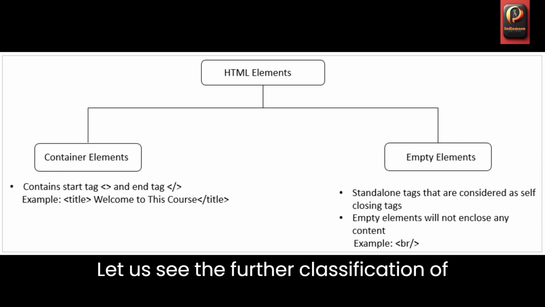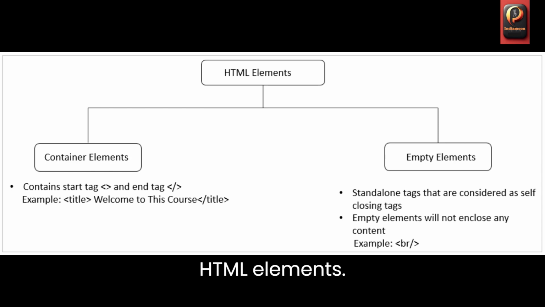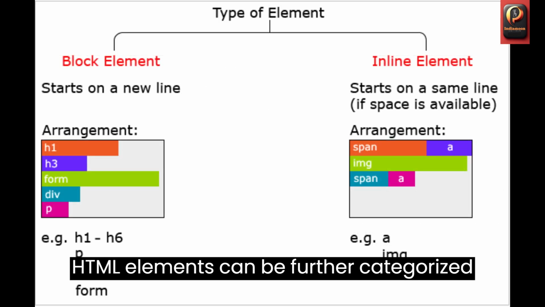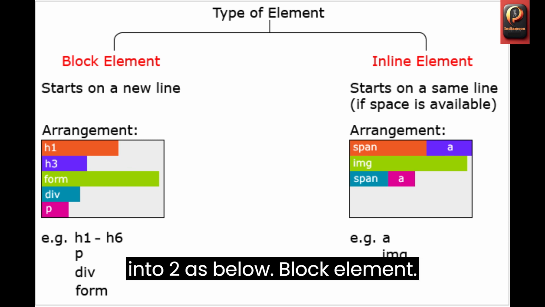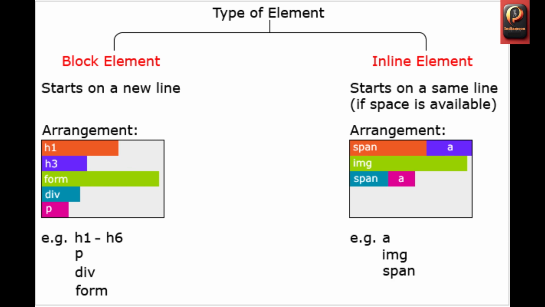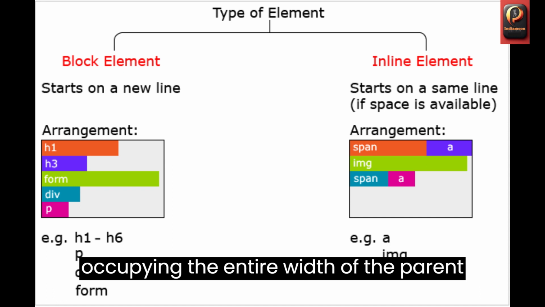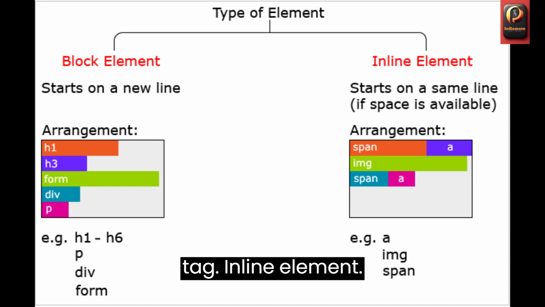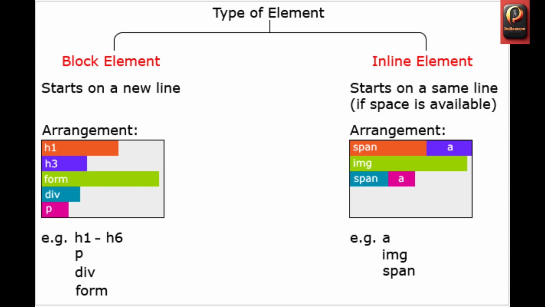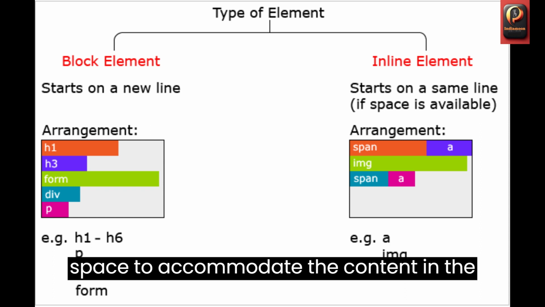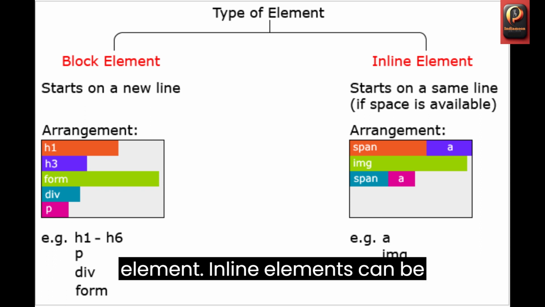Let us see the further classification of HTML elements. HTML elements can be further categorized into two, as below. Block element: a block element begins on a new line, occupying the entire width of the parent tag. Inline element: an inline element occupies the necessary space to accommodate the content in the element.